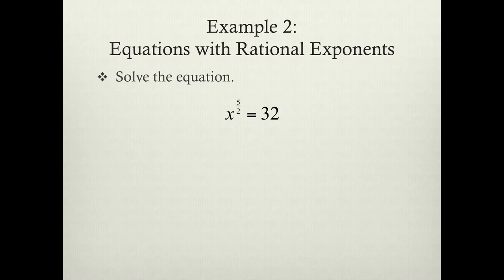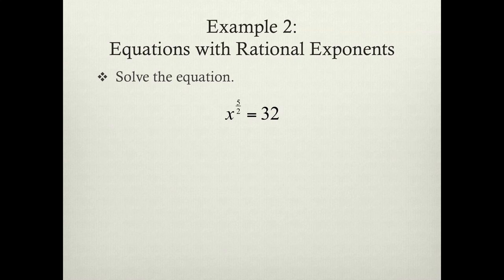All right, now let's move on to equations that have rational exponents in them. So here we have the equation x to the 5/2 power equals 32. Now our goal is still to get x isolated. We want to get x by itself on one side of the equation equal to an answer on the other side. But how we do that with rational exponents is a little different.